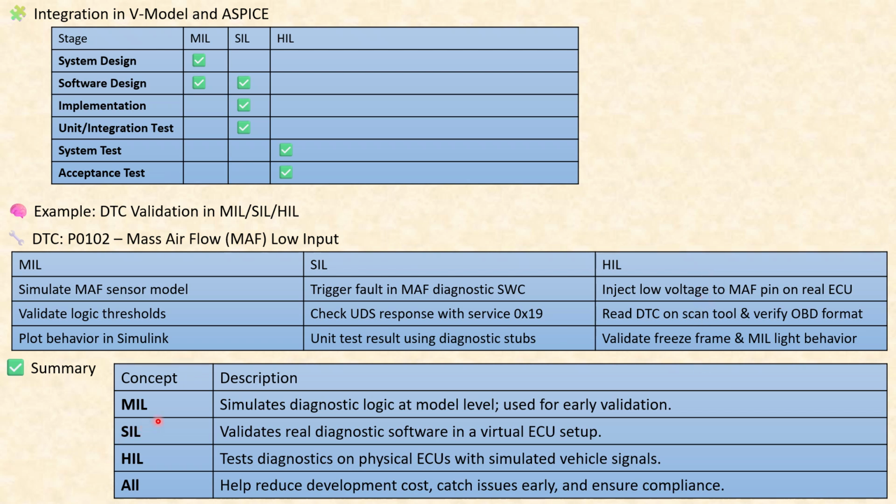Now I want all of you to understand this summary. MIL simulates the diagnostic logic at model level. SIL validates the diagnostic software. HIL tests the diagnostics on the physical ECU. All of it helps reduce cost, catch issues early, and ensure compliance.